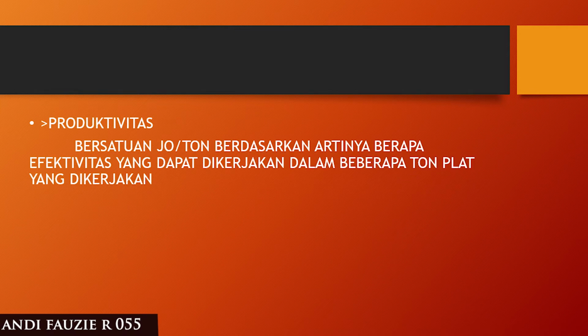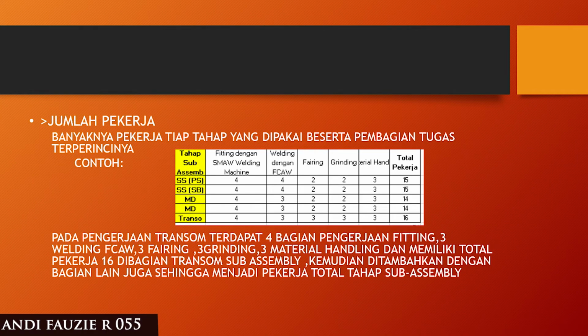Productivity. Uniting GO per ton, meaning the effectiveness that can be done in the sum of ton plates that can be done. Number of workers. How many workers at each stage are used, and the sharing of detailed duties. Example, like in a table.